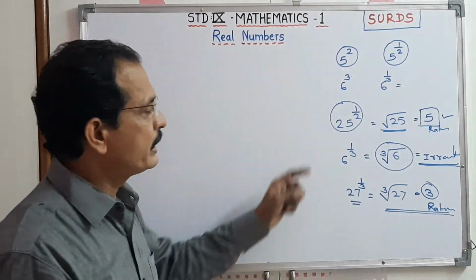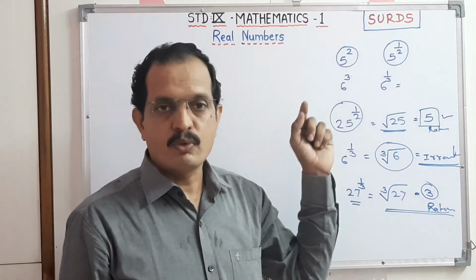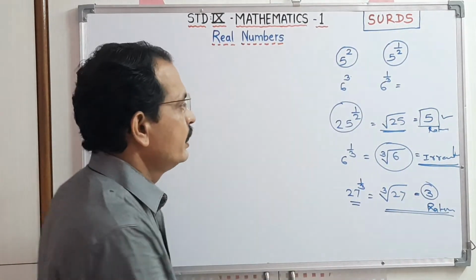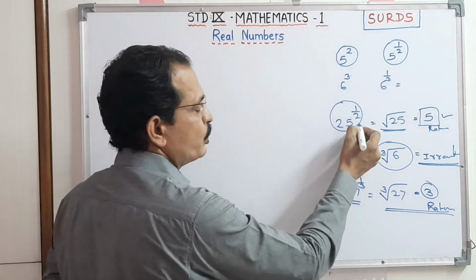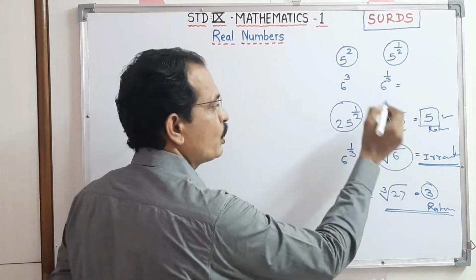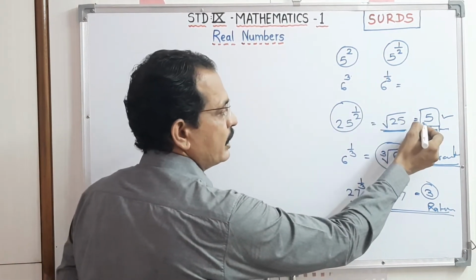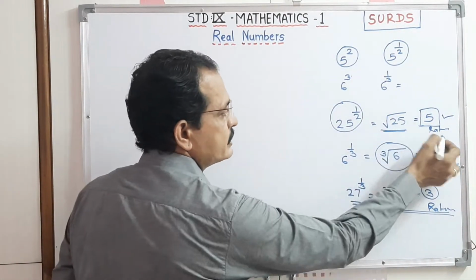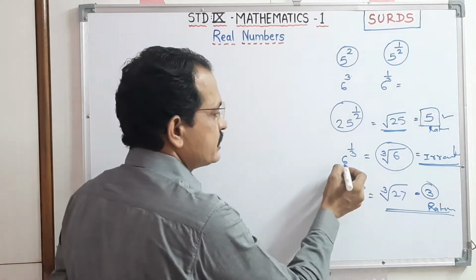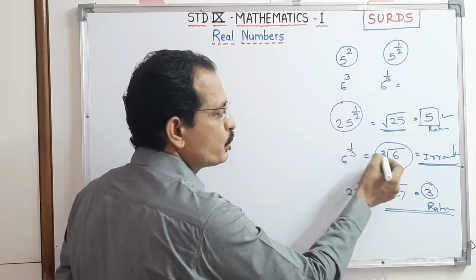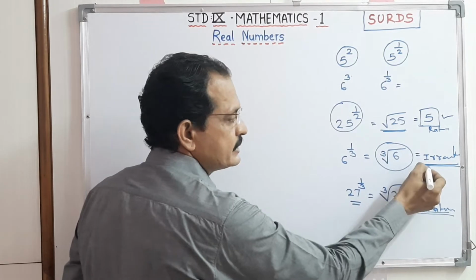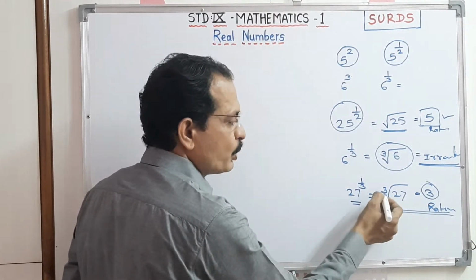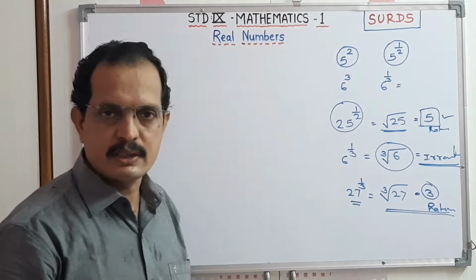I want to tell you what surds are. For understanding surds you must know these basic things. Here 25 raised to 1 upon 2 means square root of 25. Here the answer is 5 and this 5 is a rational number, that means root 25 is a rational number. Here 6 raised to 1 upon 3 means the cube root of 6, and the cube root of 6 is an irrational number. 27 raised to 1 upon 3, that is the cube root of 27, it is 3, therefore it is a rational number.